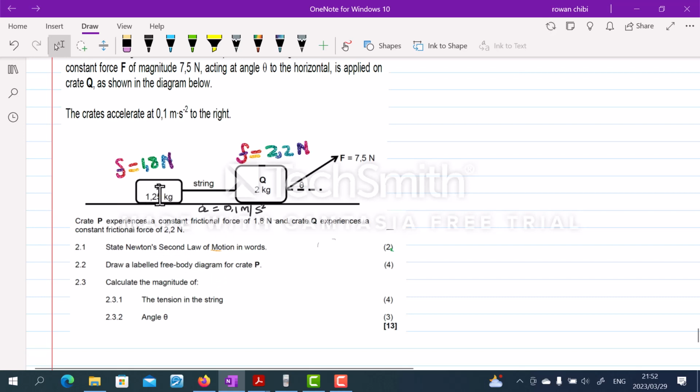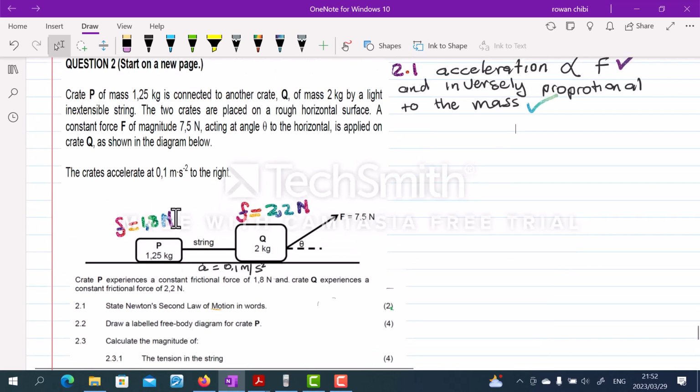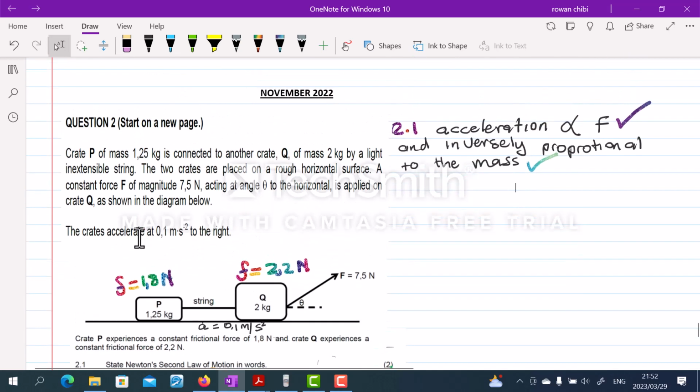Now here crate P, how many marks? It is 4 marks. So if you have 4 marks, then that means you have 4 forces that you must draw. So now crate P, they want us to draw a free body diagram. Crate P is being pulled to the right by crate Q. So there is a tension between crate P and crate Q.